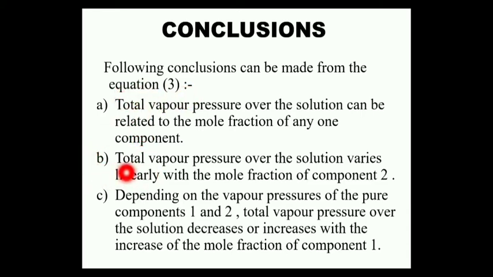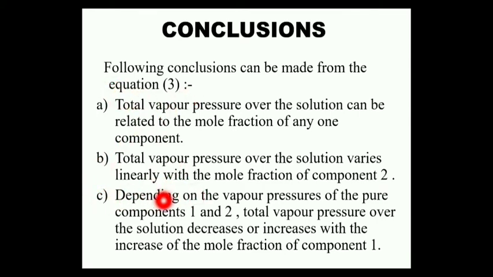Now let us move on to the second conclusion. The second conclusion is the total vapor pressure over the solution varies linearly with the mole fraction of component 2. We get a linear plot when total vapor pressure, that is P total, is plotted against the mole fraction of component 2. So this is the second conclusion that we are getting from equation 3.